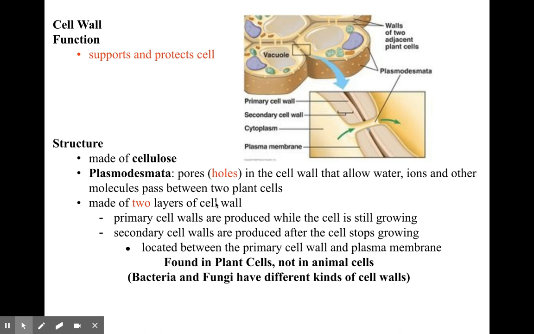It's made out of two layers. It has something called a primary cell wall, and that's produced when the cell is still growing. And then it gets a secondary cell wall that's produced after it stops growing, kind of makes it harder and thicker and more structure. And it's located between the primary and the plasma membrane. So in here you can kind of see you have your primary cell wall, you have your secondary cell wall, you have your plasma membrane, and then the cytoplasm.